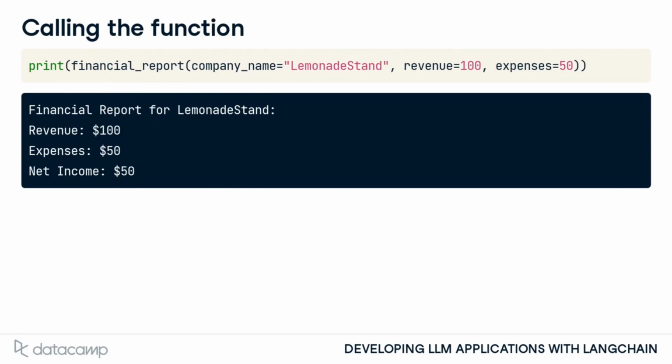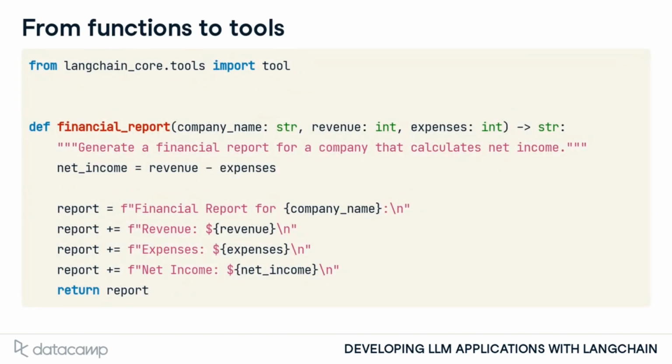Let's convert this function into a tool our agent can call. To do this, we import the tool decorator and add it before the function definition. Don't worry if you're not familiar with Python decorators. The at tool modifies the function so it's in the correct format to be used by a tool.